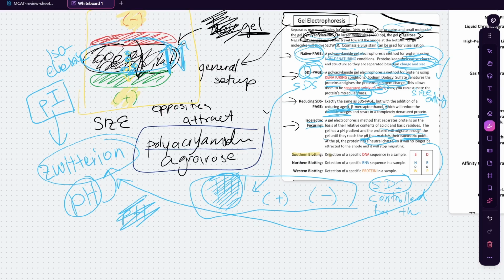If it's neutral. So Southern blotting is a detection of a specific DNA sequence in a sample. So this is for detecting DNA sequences. And then Northern blotting is detection of a specific RNA sequence in a sample. And Western blotting is detection of protein in a sample.